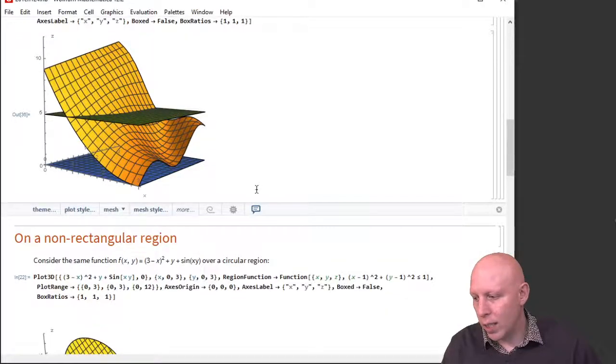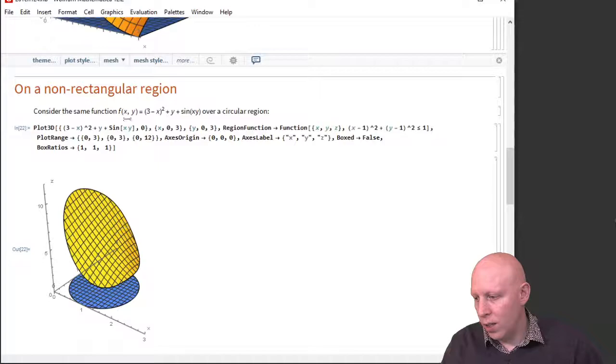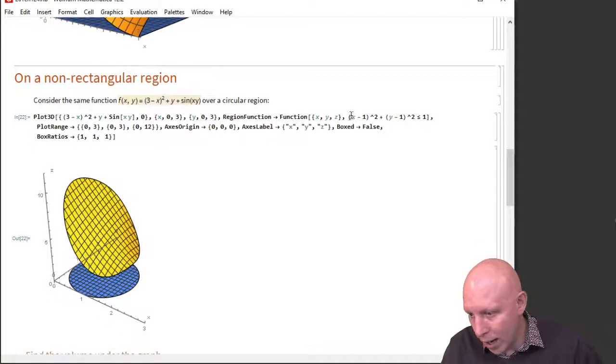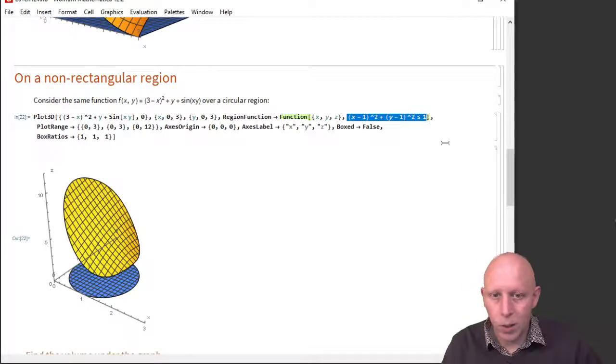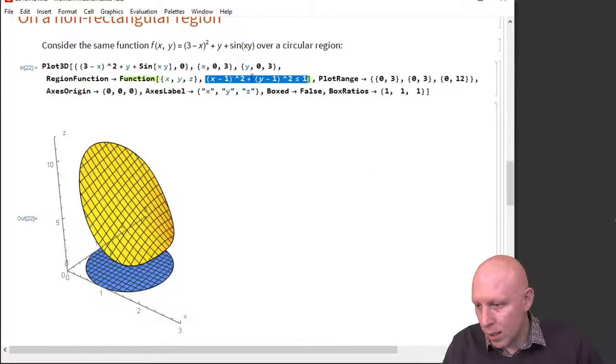Right, but Mathematica can also take integrals over non-rectangular regions. So let's say we had a region that was defined by this equation, where what we're saying is (x minus 1) squared plus (y minus 1) squared is less than or equal to 1. So a circle of radius 1 centered at (1, 1).